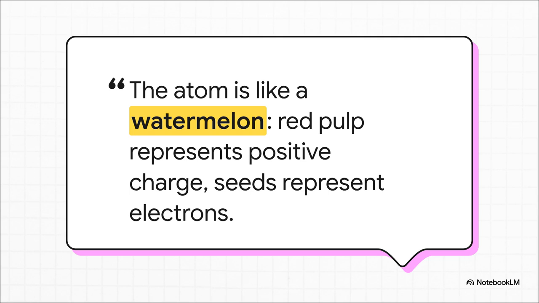So Thomson had just discovered these tiny, negatively charged particles called electrons. But since atoms are neutral overall, he had to figure out where the positive charge was hiding. So he used a really brilliant everyday analogy. A watermelon. Or, a plum pudding if you prefer. He suggested the red, fleshy pulp of the watermelon is this massive sphere of positive charge, and the negative electrons are just scattered throughout it, kind of like seeds.